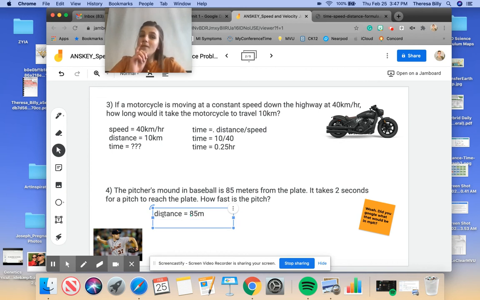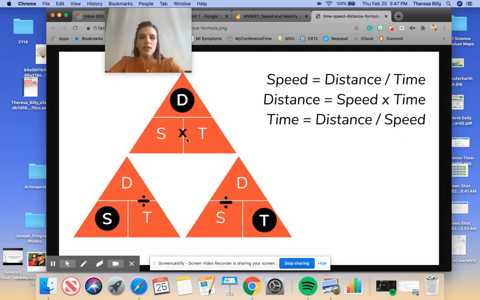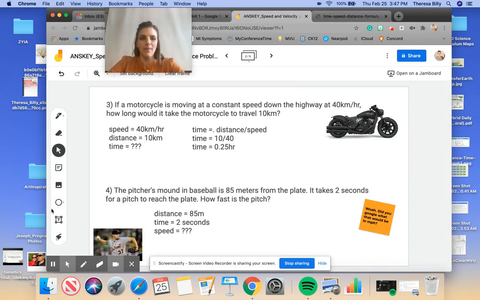We also know how long, like if we time it. It takes 2 seconds for that pitch to go from the mound to the plate. So that's time. And then we want to figure out how fast that pitch is going, so that's your speed. Okay, what is the equation we're going to use? If we're trying to solve for speed, our equation is distance divided by time. Go here, go there, draw that out.